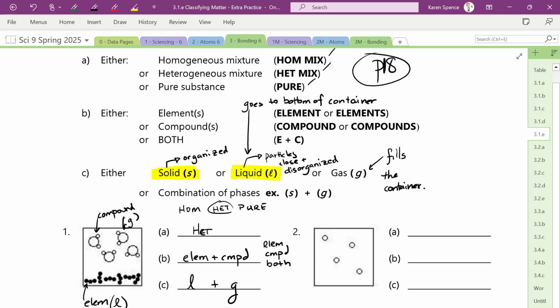Let's take a look. Okay, so we have, this is called an intermolecular force. Inter means between. So if you go on an international flight, you're traveling between nations. So it's between molecules.